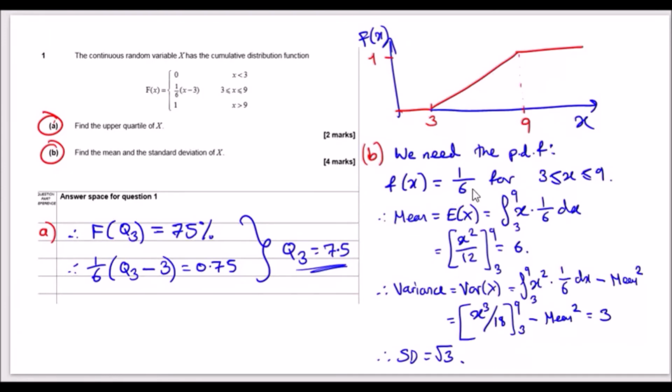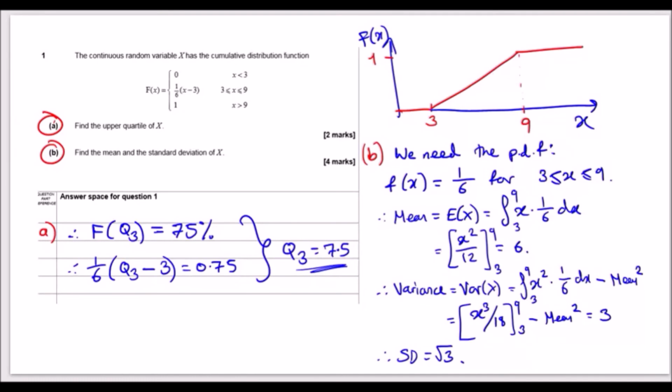And then this is of course 1/6 for these values here, because that's what the limits were. Now to find the mean, it's just simply x times the density function, so x times 1/6, and you just integrate over the region from 3 to 9. Doing that, you should get 6 at the end.